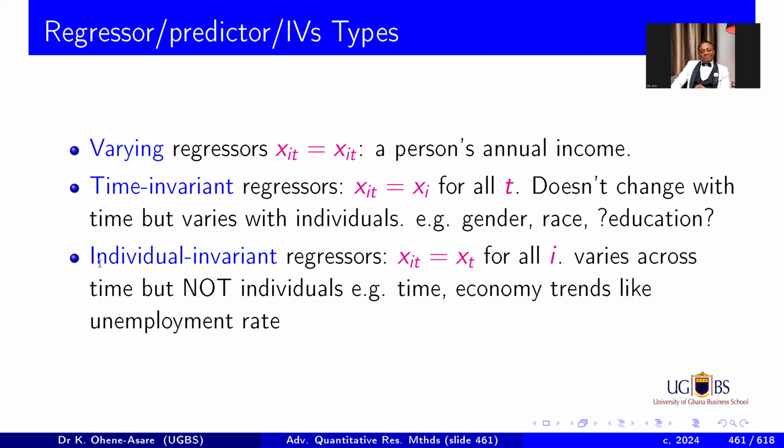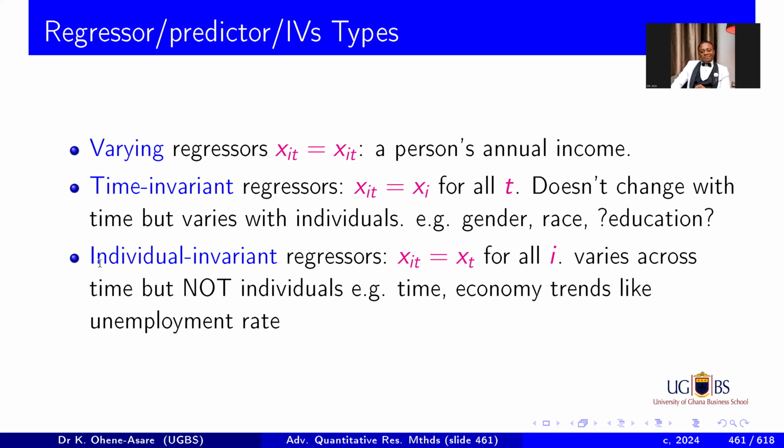So remember, we have time invariant, which means these variables are fixed over time. And then we also have individual invariant, which means they are fixed across individuals. Let's take an example of individual ones. For example, when you take the GDP of a country, it is fixed for each person.